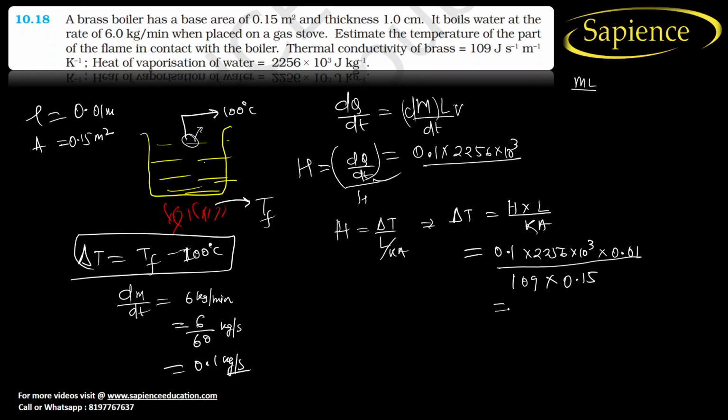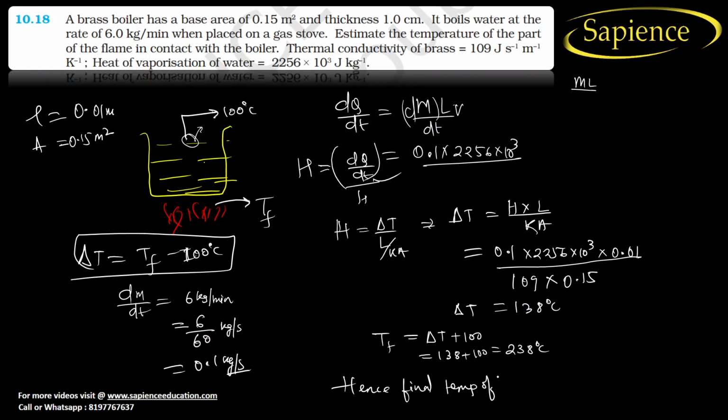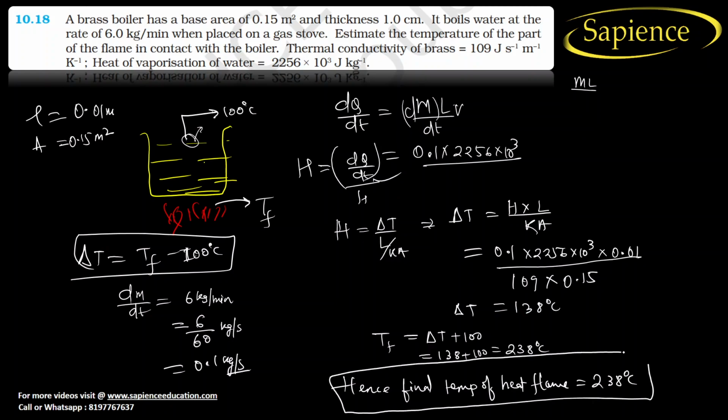So when we do this, we will get 138 degrees Celsius, and this is equal to the change in temperature. Now the final temperature can be written as T final is equal to change in temperature plus 100. So change in temperature is 138 plus 100, so this will be 238 degrees Celsius. So the final temperature of the flame is equal to 238 degrees Celsius. So this is the required answer. I hope you have understood now.